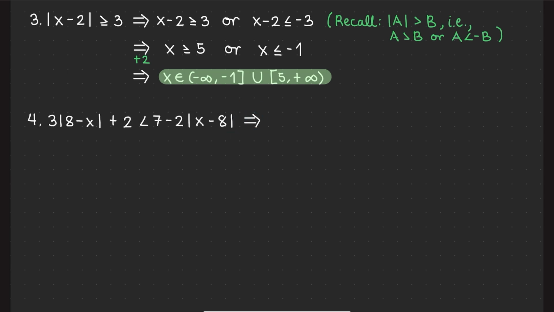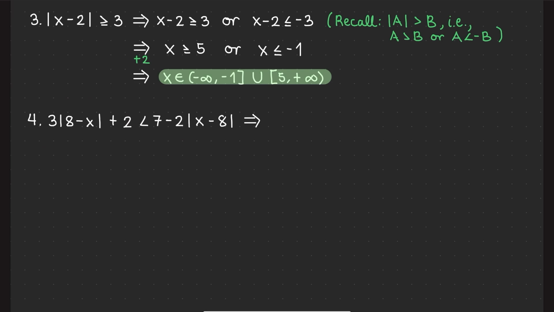For this last item, we have 3 times the absolute value of 8 minus x, plus 2, less than 7 minus 2 times the absolute value of x minus 8. For this one, it's kind of scary because we have two complicated expressions, but the same trick applies. We first isolate the absolute value to one side.